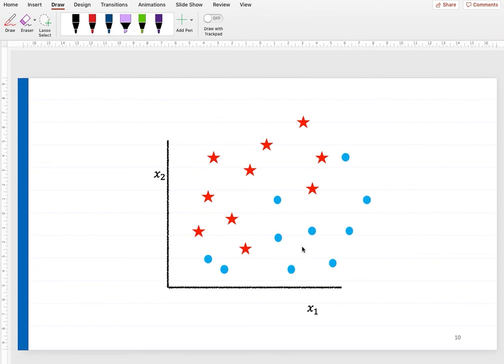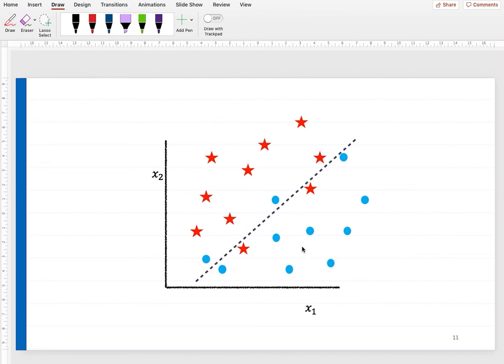Okay, I will draw something. How about this? This is the best possible thing I can get, right? I cannot get better than this. There are 10 red points, 2 red points are misclassified, and 2 blue points are misclassified. So the accuracy is 80%, right?